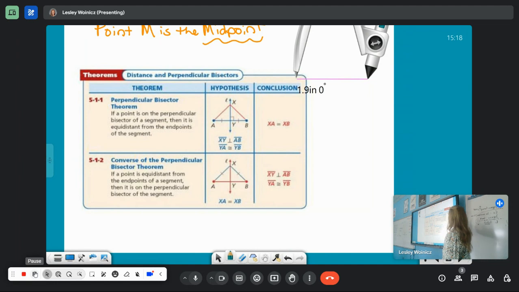So, the perpendicular bisector theorem says that if a point is on the perpendicular bisector of a segment, like point X, then it is equidistant from the endpoints of the segment. So, if I know that AB is getting chopped in half, and if I know that line L is perpendicular to segment AB, then I can say that AX is congruent to BX. Easy enough?